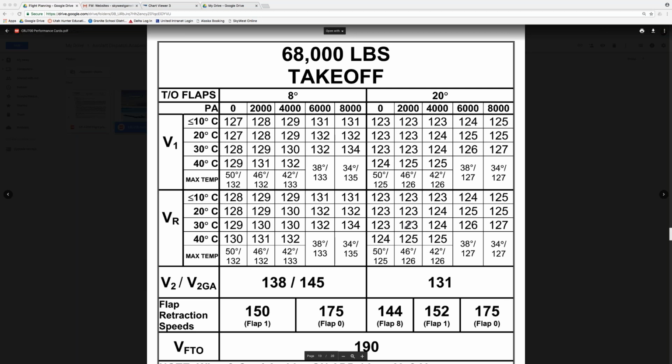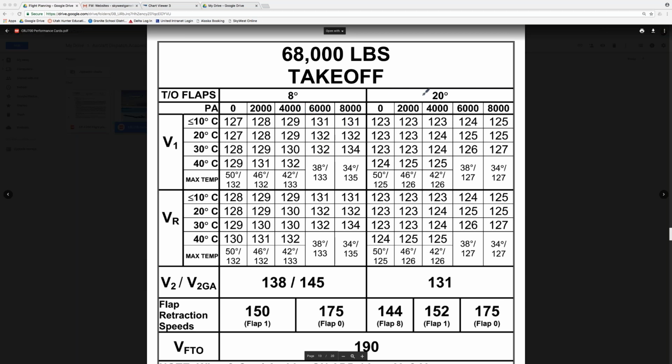If you think of it like this, the faster you can go, the more weight you'll be able to take on takeoff, or the more payload you'll be able to lift off the ground. The slower, the less weight. So technically, we always want to use 8 degrees because it's always going to give us the higher takeoff performance, more payload that we'll be able to lift off the ground. But there are certain scenarios where we have to use 20.